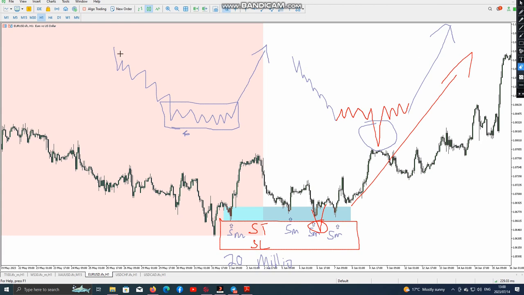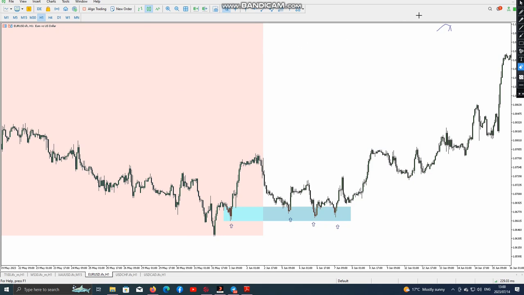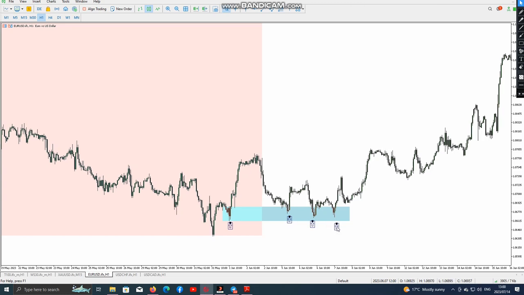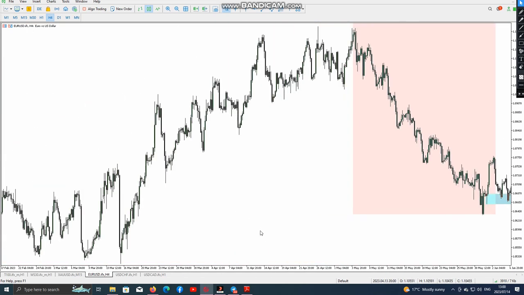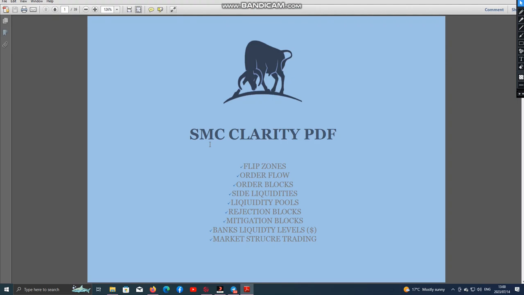Let me erase this and identify more levels for you. Before the market changes a trend, now I'm giving you the secret: always be on the lookout for such setups. This is just a setup. Do you understand? So let's go back to H4. I also have this PDF. Guys, it's an advanced PDF when it comes to order flow. It's called the SMC Clarity PDF.